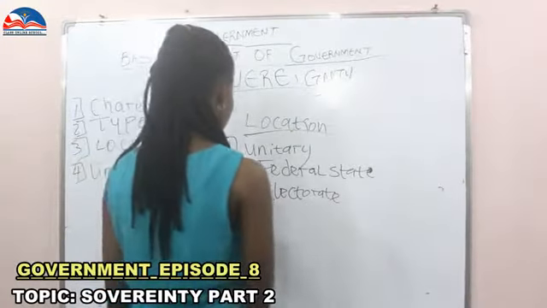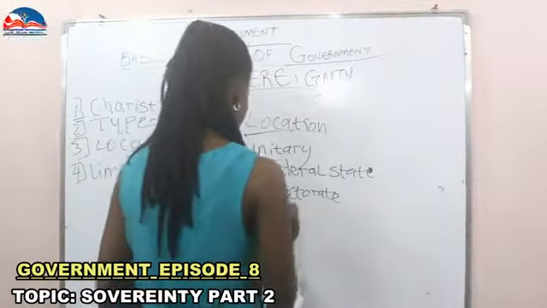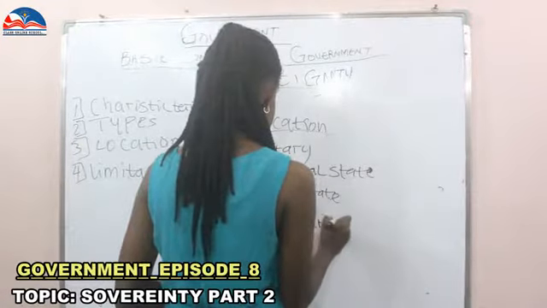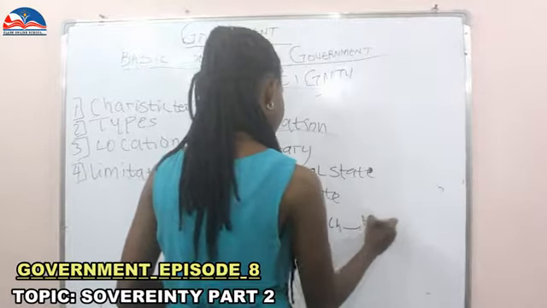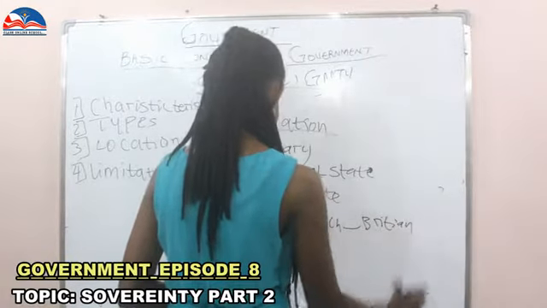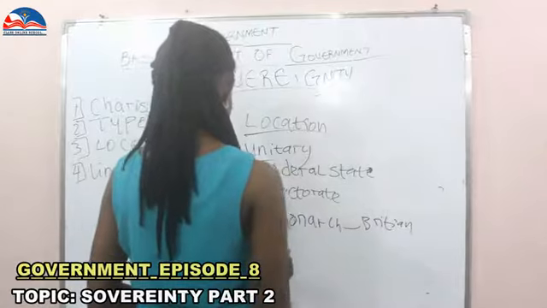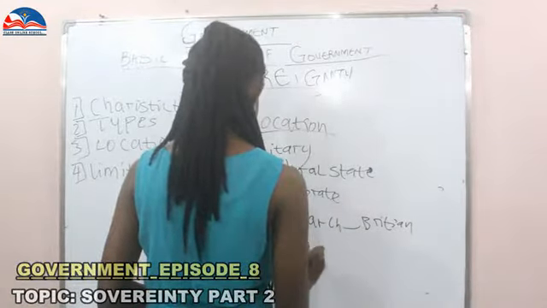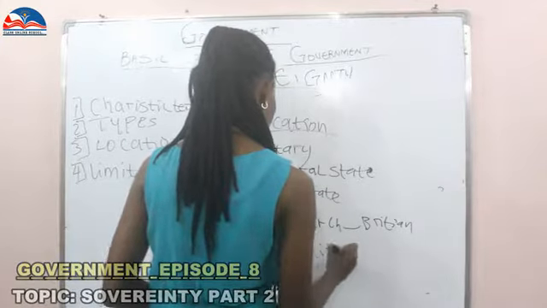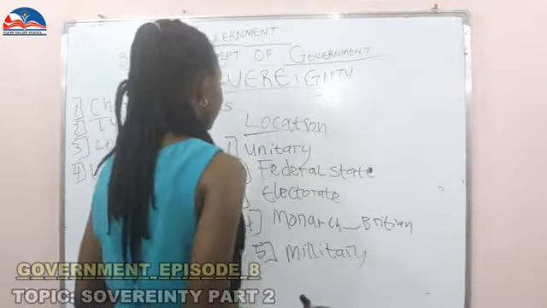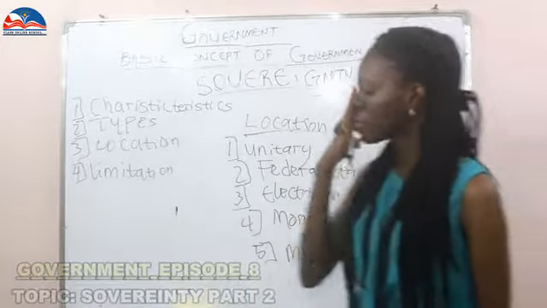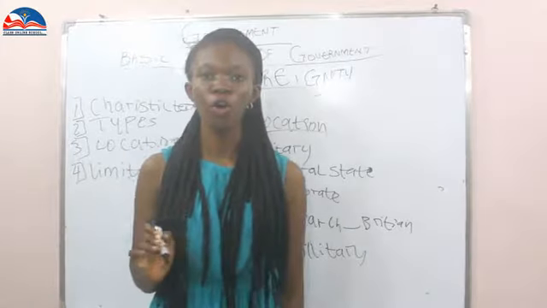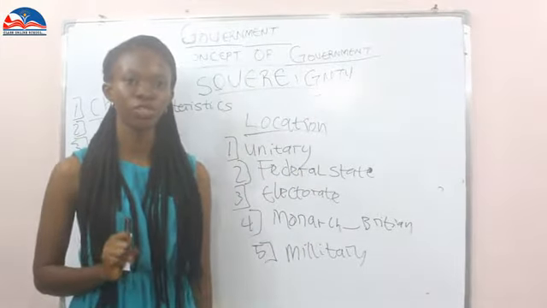Number 3, electorate, and number 4, we have monarch. Monarch, as in the case of Britain. Then also number 5, military. Okay, so like I said, location has to do with who bears the sovereign power of a state.